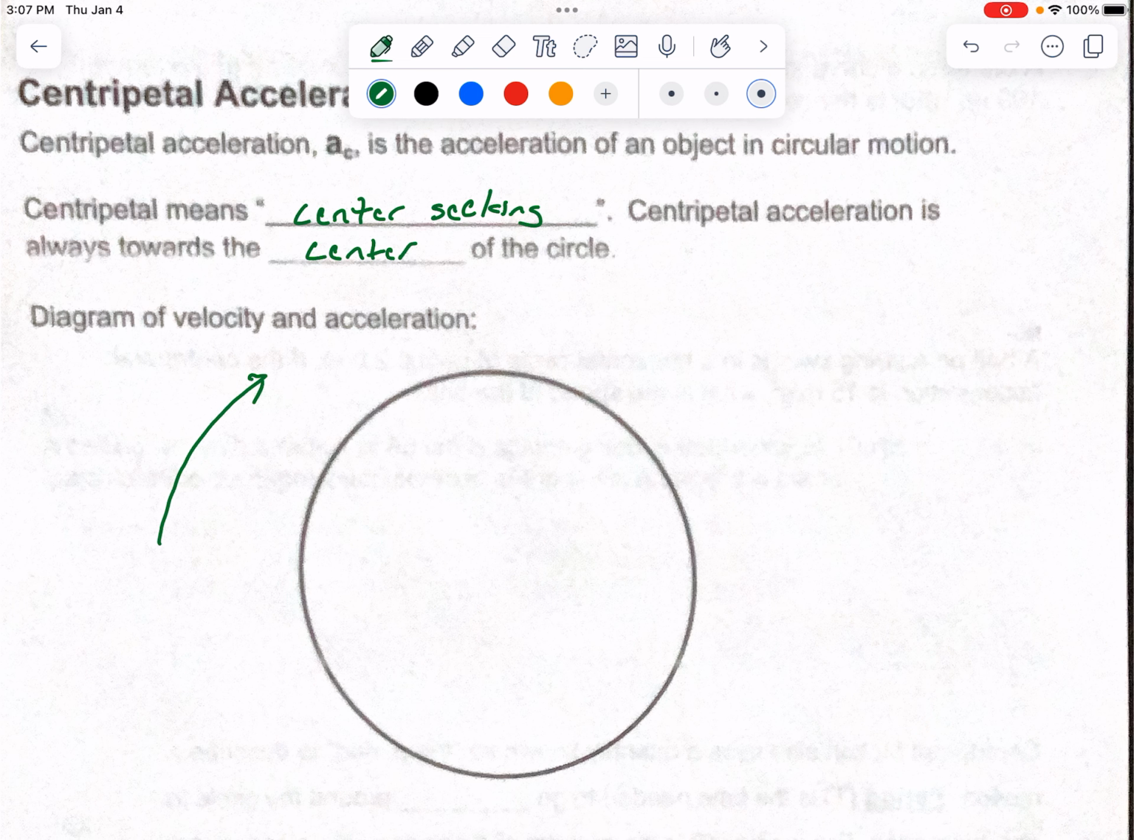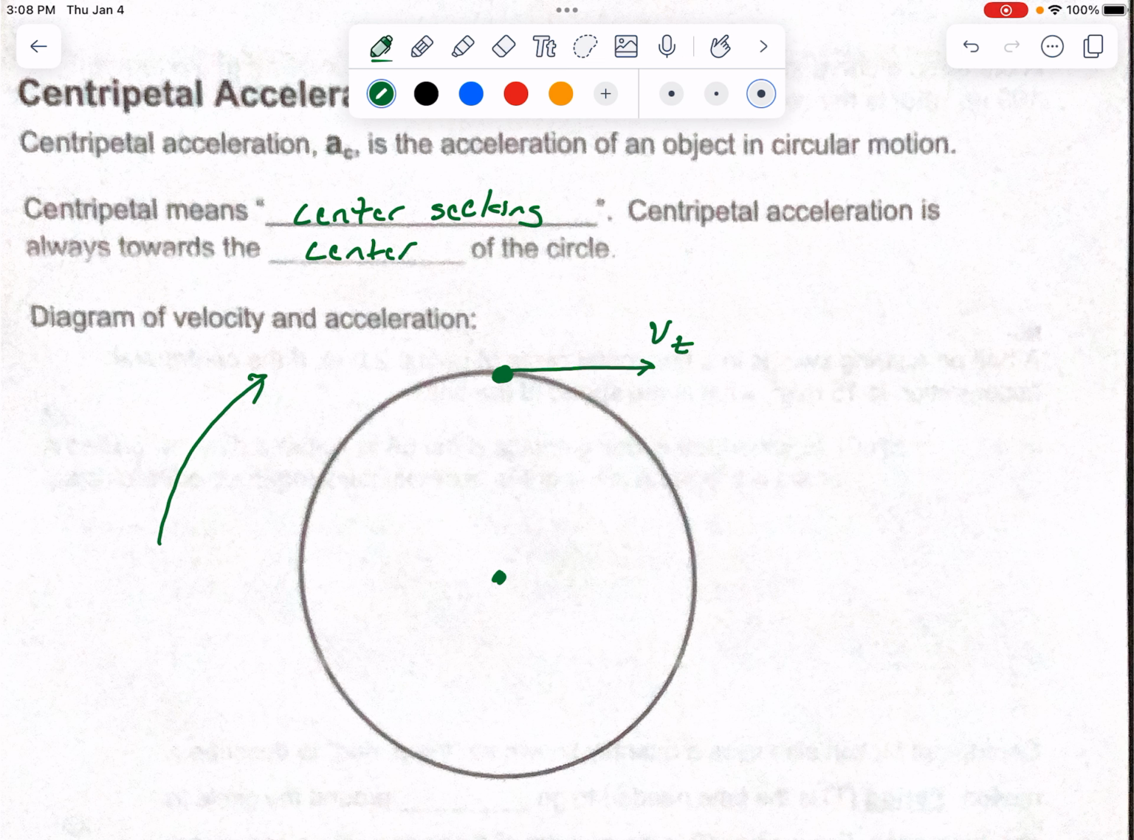Okay, so we're going to have the center of the circle right here, and we'll say that we're spinning an object out here on the end. If I want to know which way velocity is going at that point, remember your tangent line bumps up next to this line and then keeps going through. So your velocity would be this direction.